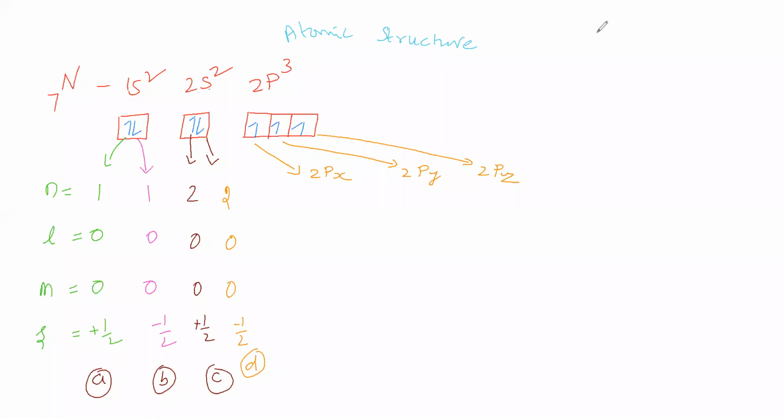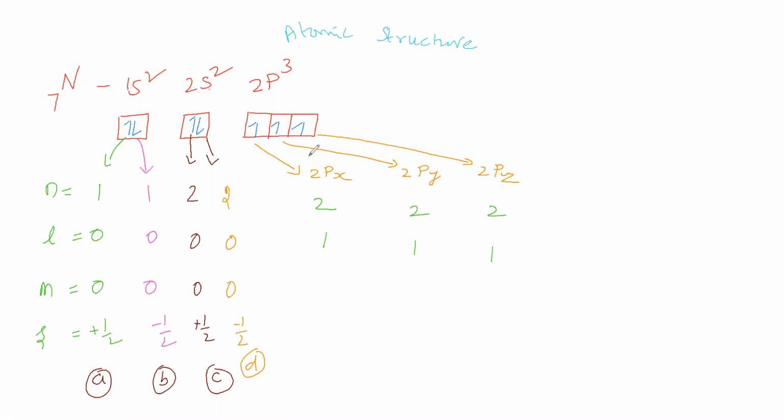Now let us see how the quantum numbers will be for this. For 2p, the principal quantum number is 2. For a p orbital, the azimuthal quantum number is 1. For this 2py, principal quantum number is 2, azimuthal quantum number is 1. For this 2pz also, principal quantum number is 2, azimuthal quantum number is 1.